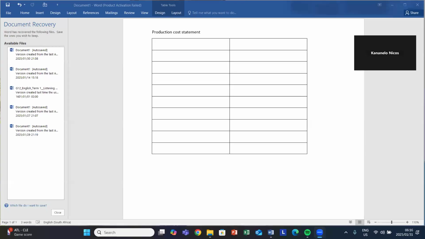So the purpose of us having the session today will just be dealing with our production cost statement. It's of paramount importance for you to know your structure for the production cost statement. So we'll just be looking at our structure only today. First, dealing with the production cost statement, we're basically looking at the total cost of production of finished goods.